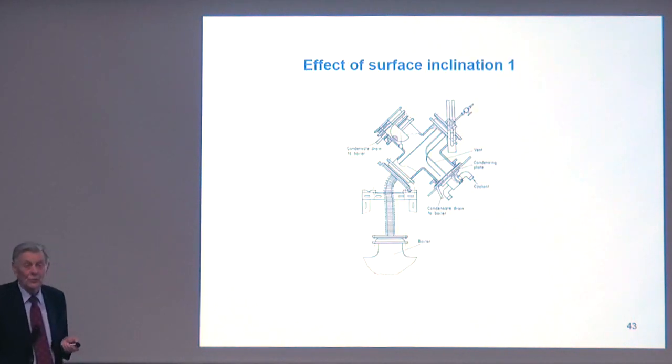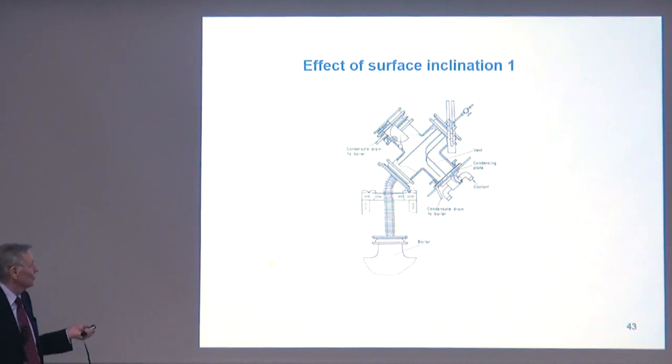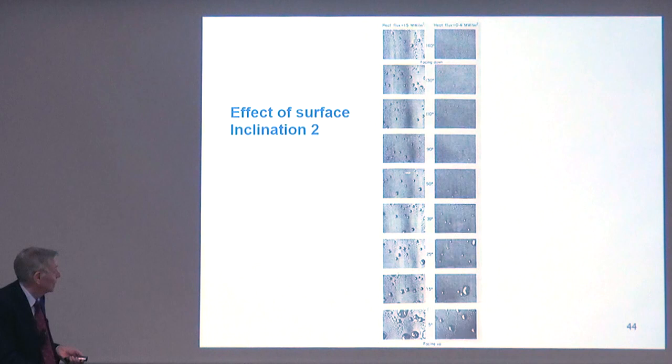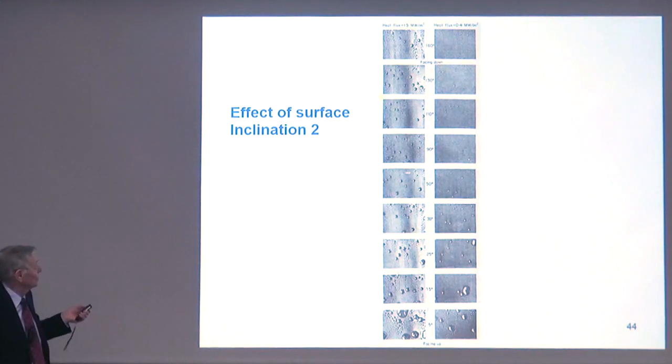We did some experiments also on inclination. This was our apparatus. Normally, this was not here, and this was vertical. Here was the test surface, and by using this flexible tube, we could rotate this in both directions. And this is what it looks like. These are two different heat fluxes. This is the droplets facing.